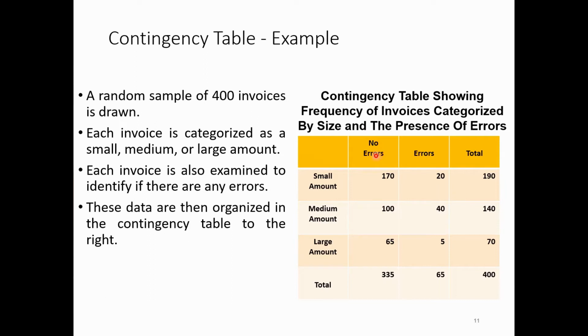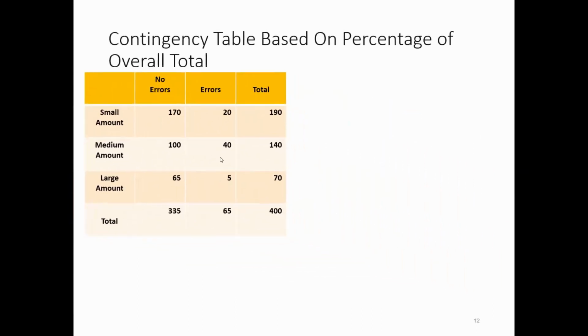So you see, there are two variables at play here for invoices, according to the size and according to the errors. So if I were to read this, interpret this number 100, how would I interpret it? So there are 100 medium amount invoices which have no errors. There are 5 large amount invoices which have errors. And in total, there are 400 invoices. In total, there are 65 invoices which have errors and 335 invoices which have no errors. So let's keep that to a side.